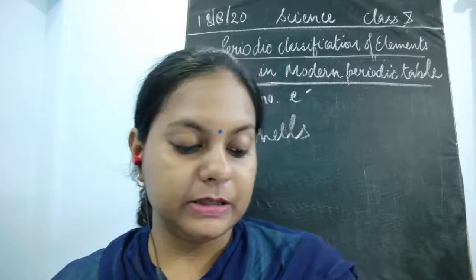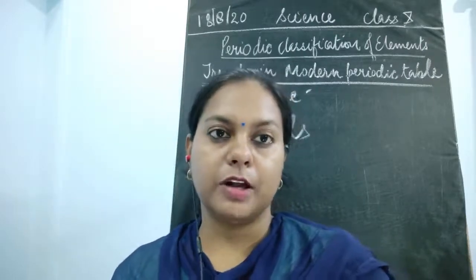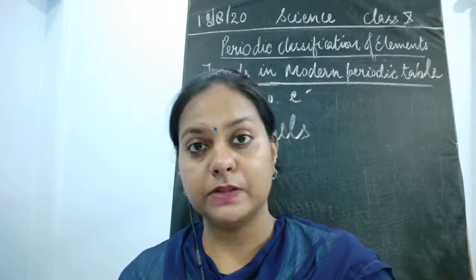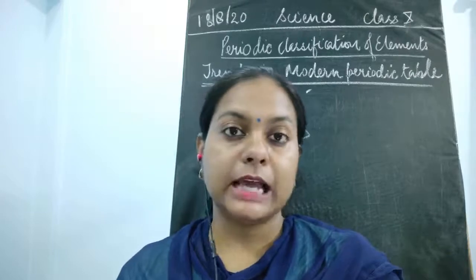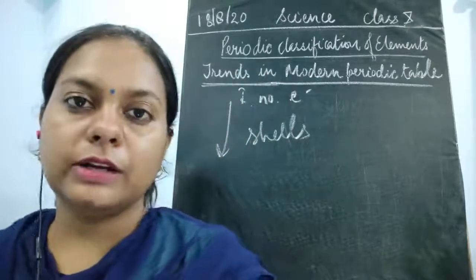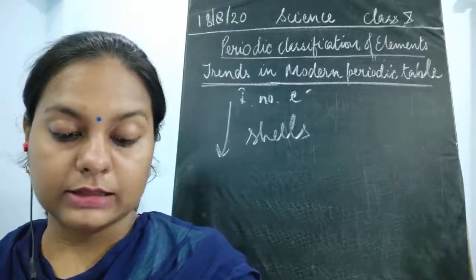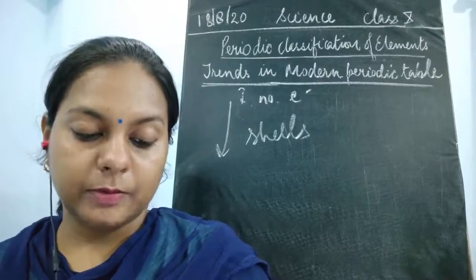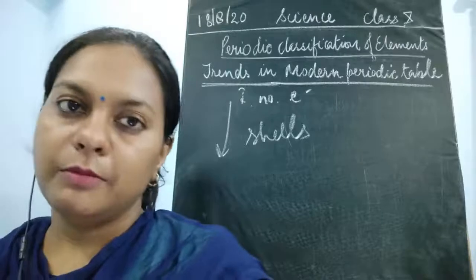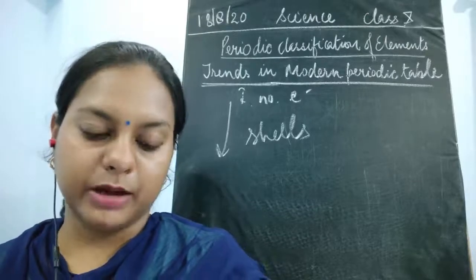The properties repeat themselves after a certain interval of atomic number. This is known as periodic properties. Now what is a periodic property? Periodic properties are all those properties which are related to atomic size, atomic configuration, and the position of the electrons. That is why they are known as periodic properties, because they change and follow a trend in the periodic table. We will see what kind of trend is observed, one by one.